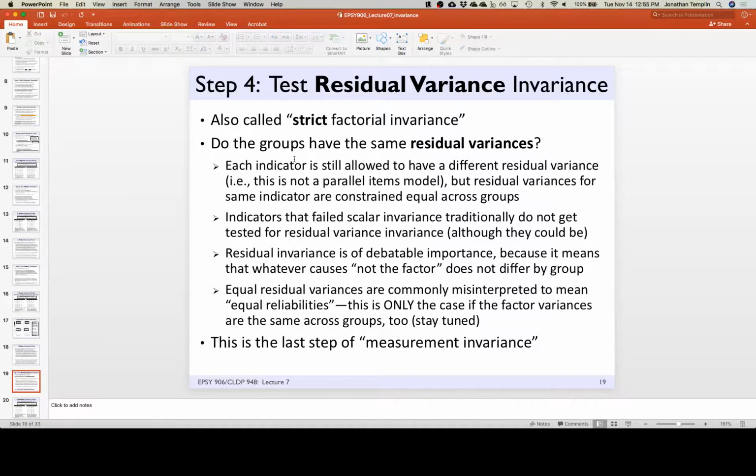The next is residual variance. So backing up a little bit, the metric model invariance, where we took a look at the factor loadings, you notice that really impacted the variance of the factors, right? The scalar model where we looked at the intercepts, that really impacted the mean of the factors, right? And those are the two things we need to be concerned about.